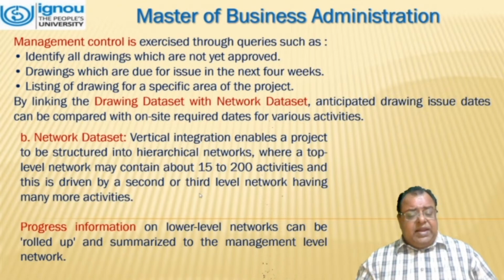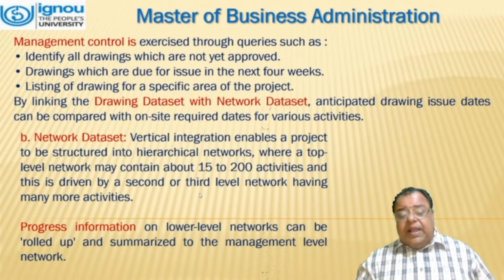Vertical integration enables a project to be structured into hierarchical networks where a top level network may contain about 50 to 200 activities, and this is driven by a second or third level network having many more activities. Progress information of lower level networks can be rolled up and summarized to the management level network.